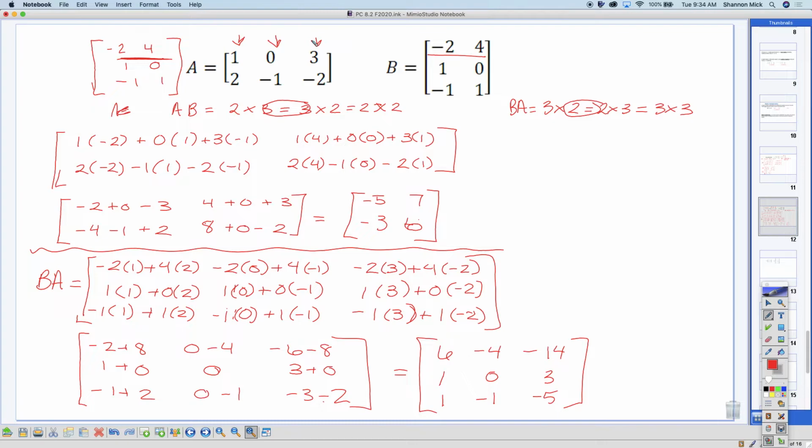And Maddie and Tori, when you get your work done, do you see your rows? Do you see your columns? 1, 1, 2, 0, -1, 3, -2.